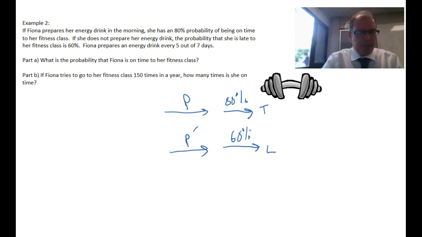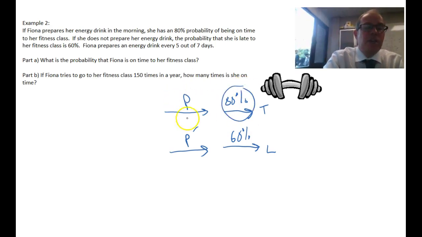We can either prepare the drink and not prepare the drink first, and we could be on time and late first. Because these are conditional on preparing the drink or not preparing the drink, you want to put the time and late on the second branches and preparing the drink and not preparing the drink at the first one. I hope that makes sense.